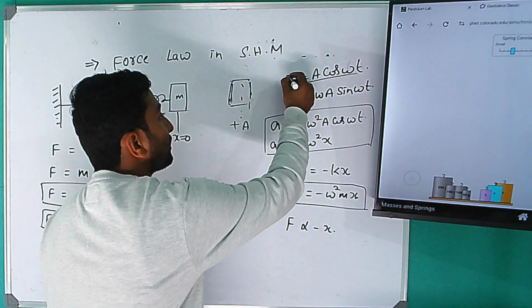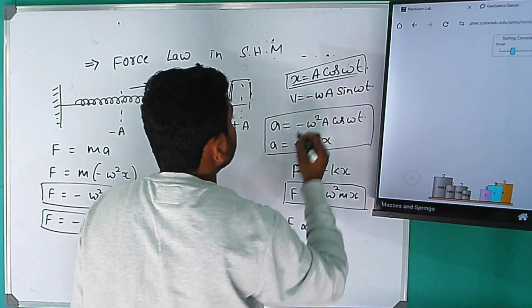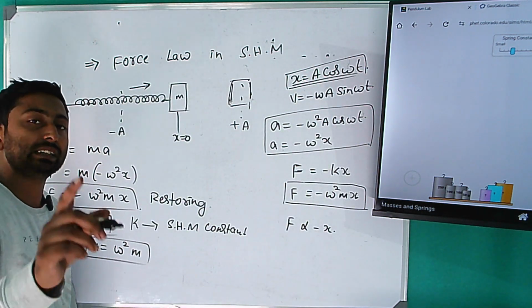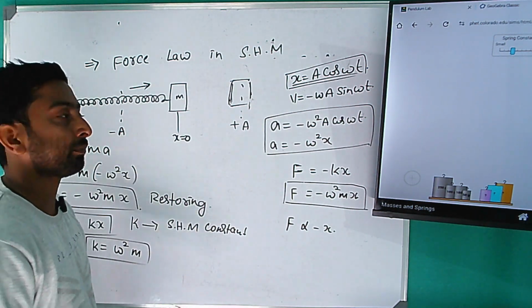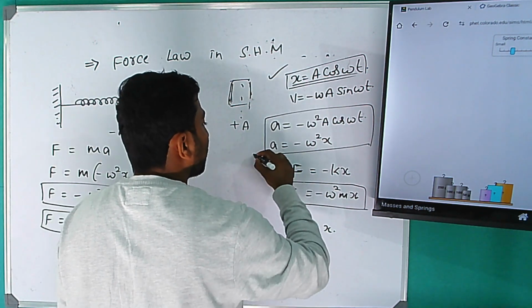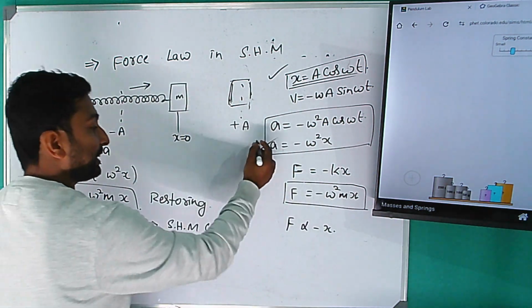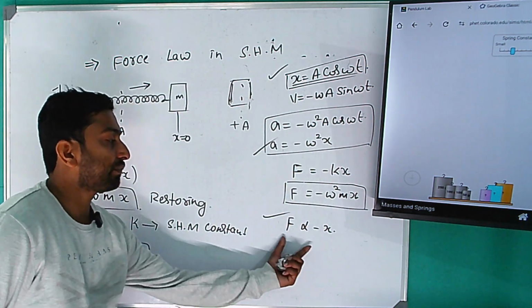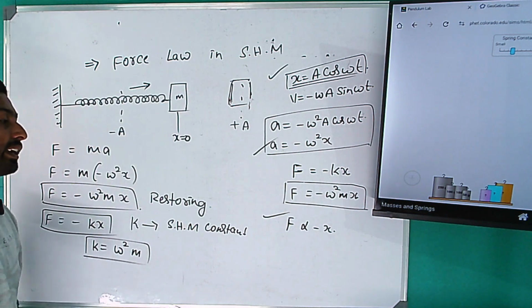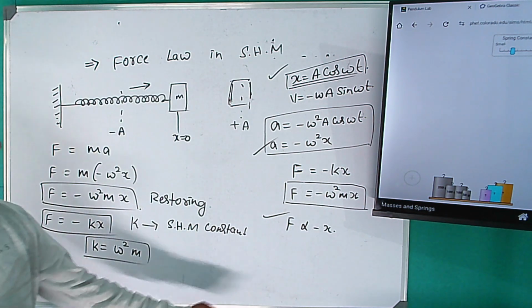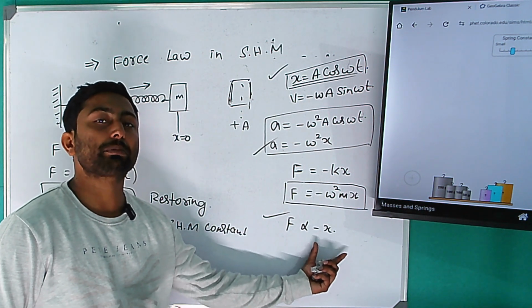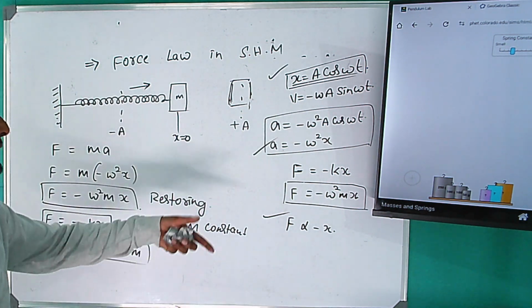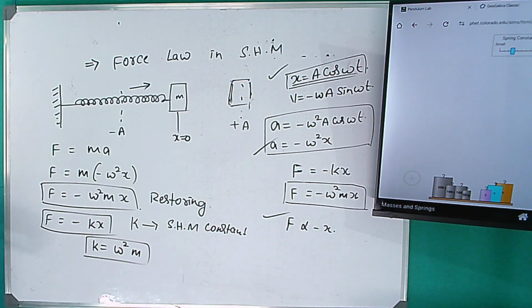If the displacement of the particle is given by x is equal to a cos omega t, then that kind of motion is said to be simple harmonic motion. If this is correct, this is also correct: F is proportional to minus x. The force acting on a particle is proportional to the negative displacement of the particle. So that is another definition of SHM.